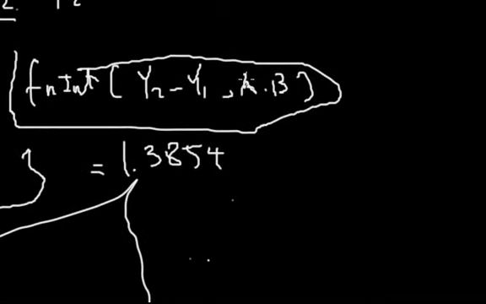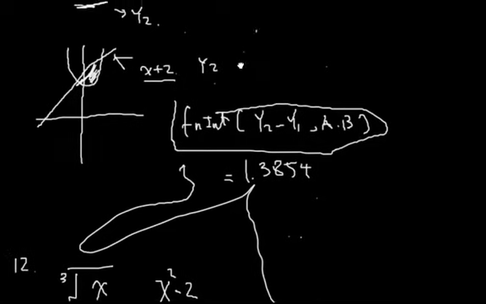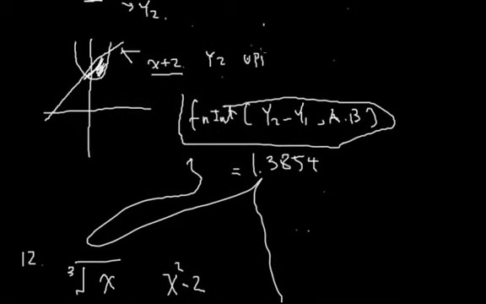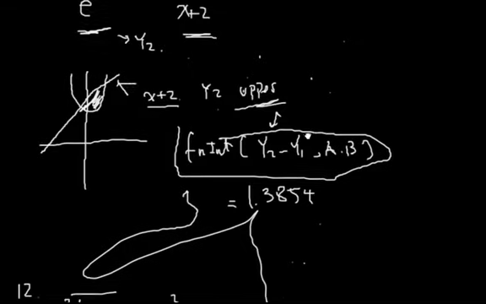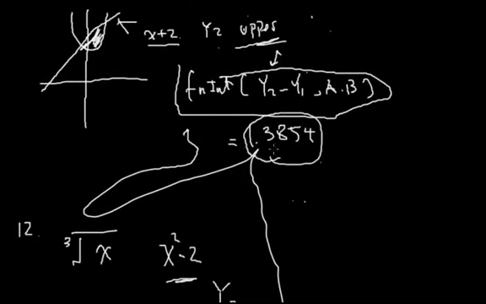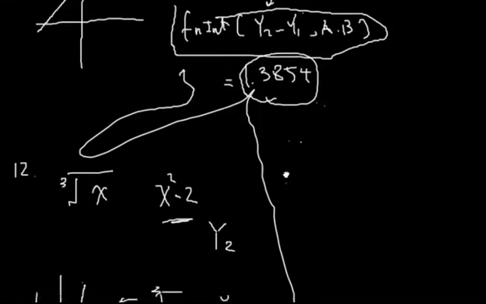And then once we have a and b, we can use the calculator function math 9, find the integral of f2 minus f1. So f2 here will be x plus 2, because x plus 2 is the upper function. So always set up the upper function first, and then the lower second. And then you press enter. 1.3854 will be the answer.